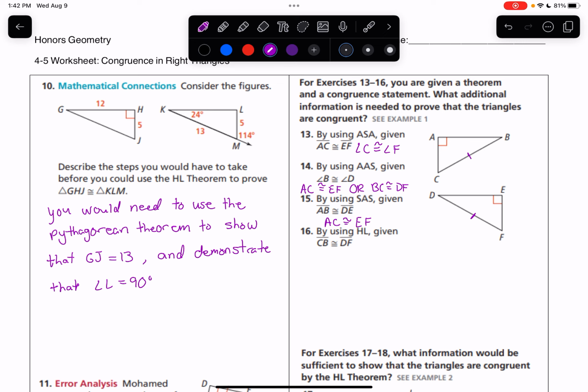So either we need to know that AC is congruent to EF, or we need to know that AB is congruent to DE. One or the other, we don't need both.